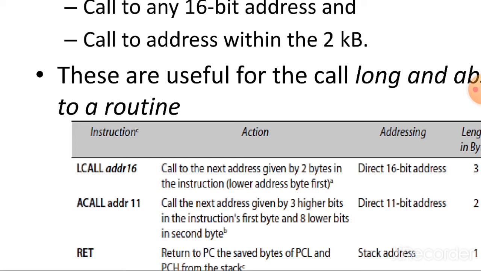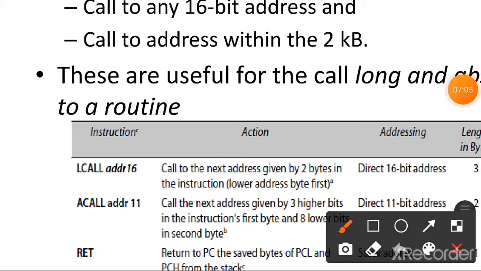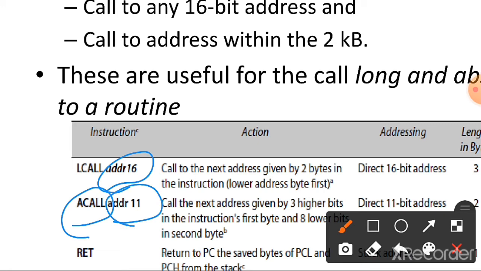L call means long call. Long call means the address specified here is 16-bit. In absolute call, the address specified is 11-bit. It is the same as LJMP, the long jump, and AJMP, the absolute jump.